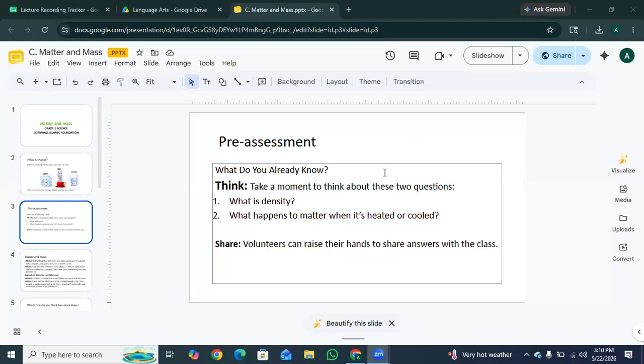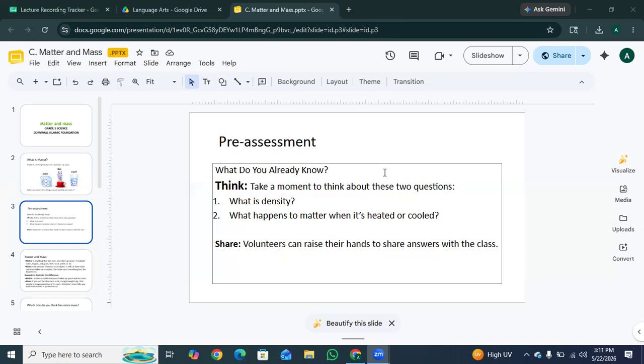So, density basically tells us how tightly packed together the stuff, like particles, inside an object is. Like we have high density and low density. High density simply means that the particles are packed very close together, so the object is heavy for its size, like a stone. And low density means the particles are spread far apart, so the object is light for its size, like a sponge or a pillow.